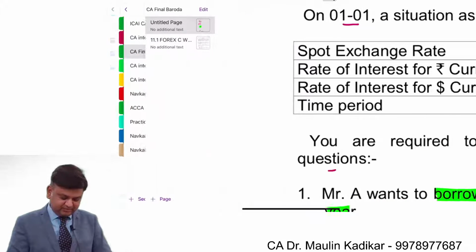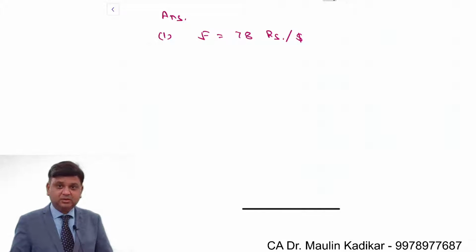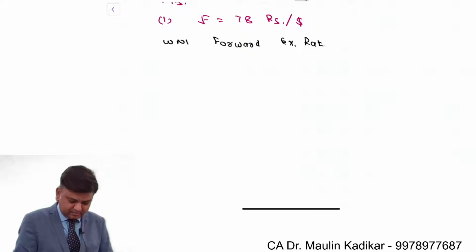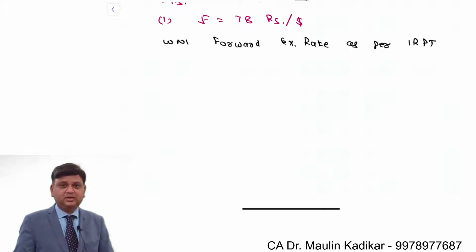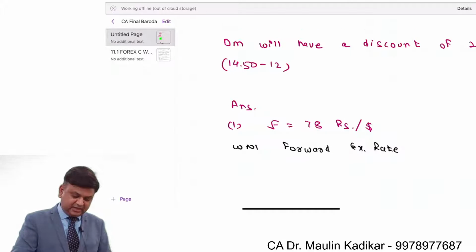So let us see how to do the answer. So the answer of the first part of the question, wherein the forward exchange rate is given as 78 rupees per dollar. Let us understand how to do the answer. In that, write down working note number 1: Forward exchange rate as per IRPT. So first of all, my suggestion is to make the computation of the forward exchange rate as per IRPT.